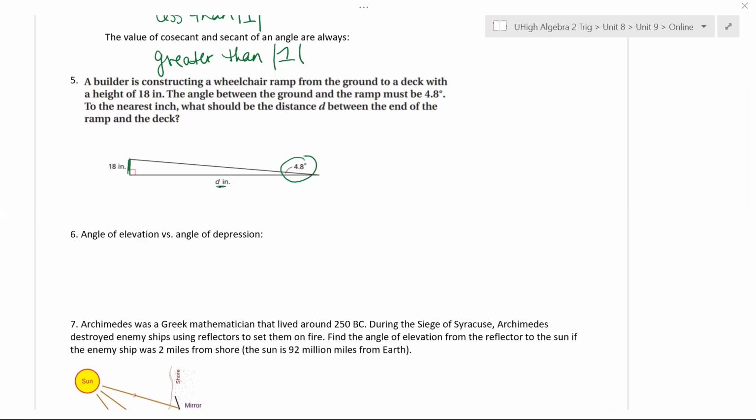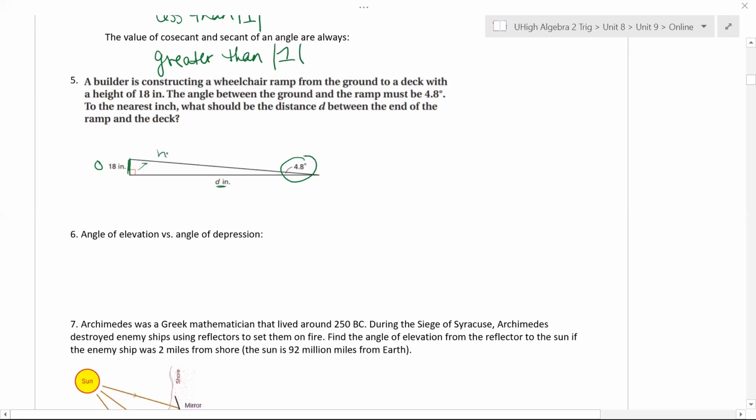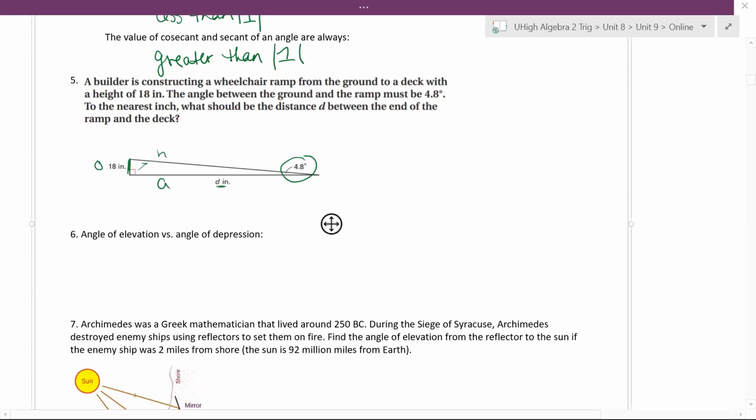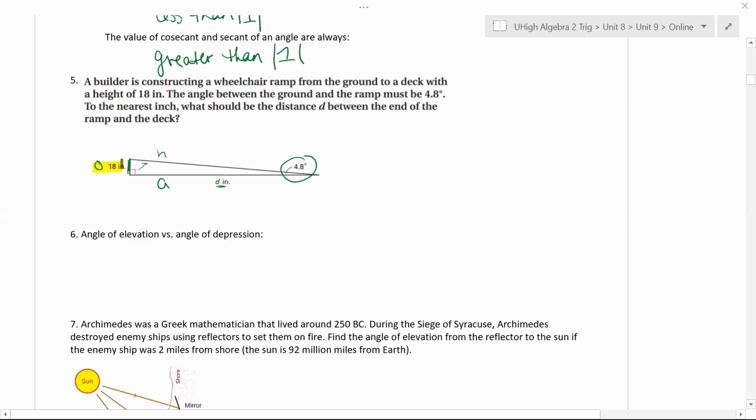I want to figure out what's my opposite, what's my adjacent, what's my hypotenuse. So 4.8 degrees is my angle. If I go across, that's going to be my opposite. Across from my 90 degree, that's going to be my hypotenuse. So that leaves my adjacent to be this bottom side.